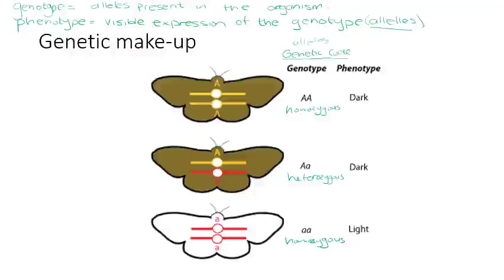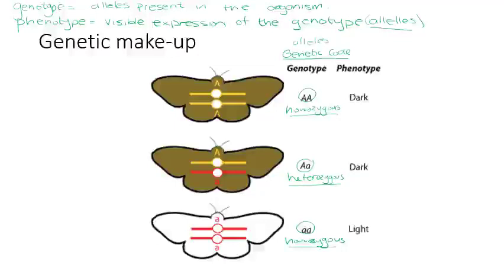What is my allele that I'm looking at? I'm looking at A and A. I'm looking at capital A and little a, and I'm looking at aa. My genotype for this individual is a homozygous genotype. It's a heterozygous genotype, and it's a homozygous genotype.